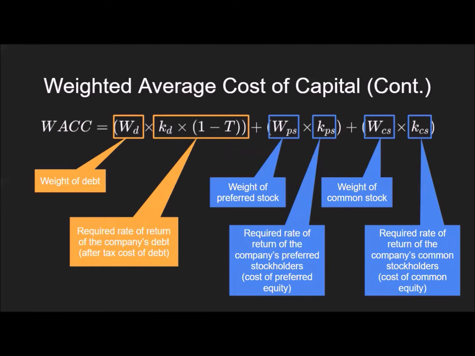Let's dive deeper into the WACC formula. WD is the weight of the company's debt. KD(1 - T) is the cost of debt after tax. It is essentially the required rate of return of the company's debt.